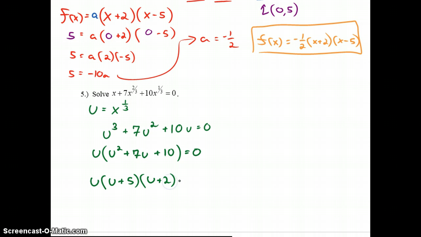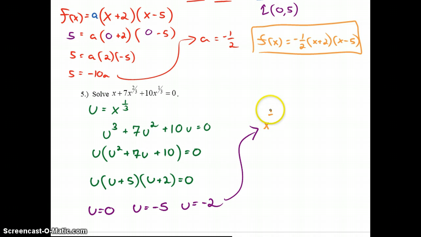At this point I can see that u equals 0, u could be negative 5, or u could be negative 2. In other words, this gives me x to the 1/3 equals 0, x to the 1/3 equals negative 5, or x to the 1/3 equals negative 2.